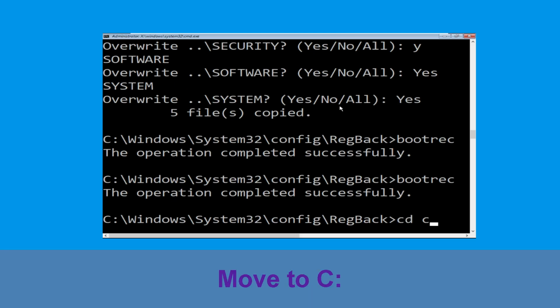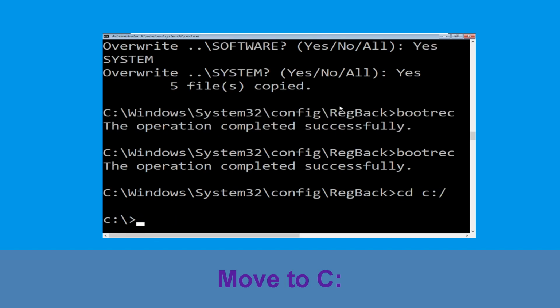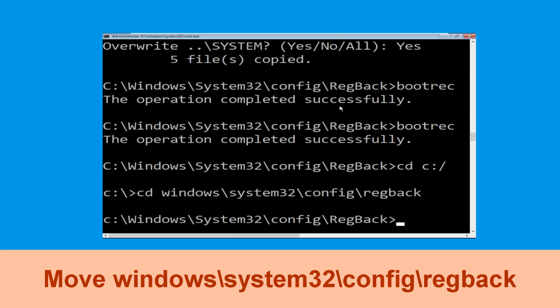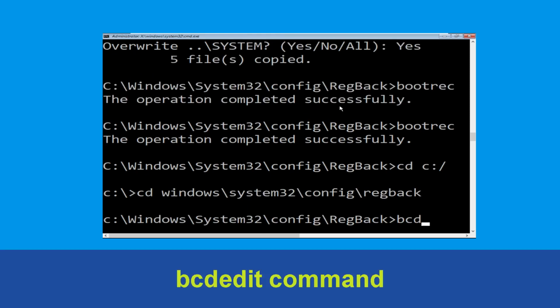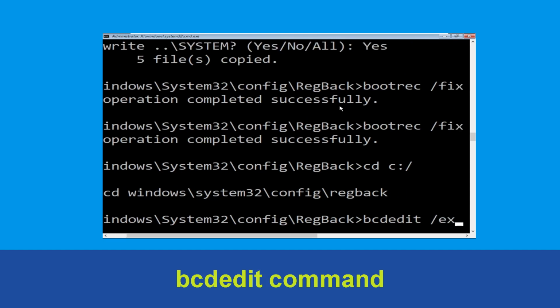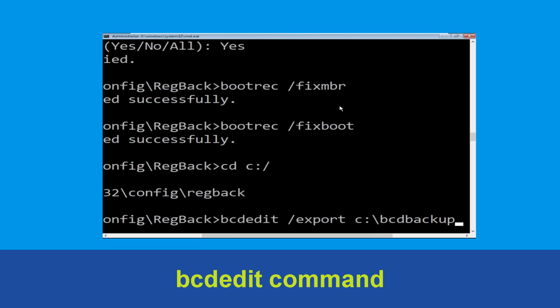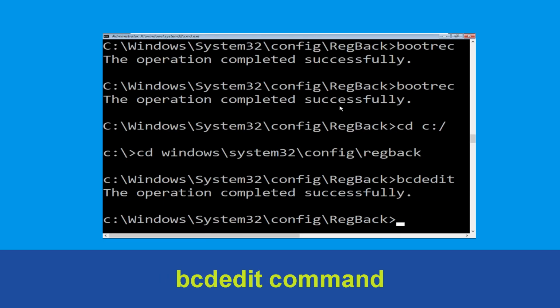Type cd space C: and hit enter. Let's execute this command. Type cd space Windows /system32 /config /regback. Then simply we need to hit enter to execute this command. Now type this command bcdedit space /export space C: /bcdbackup, then hit enter.